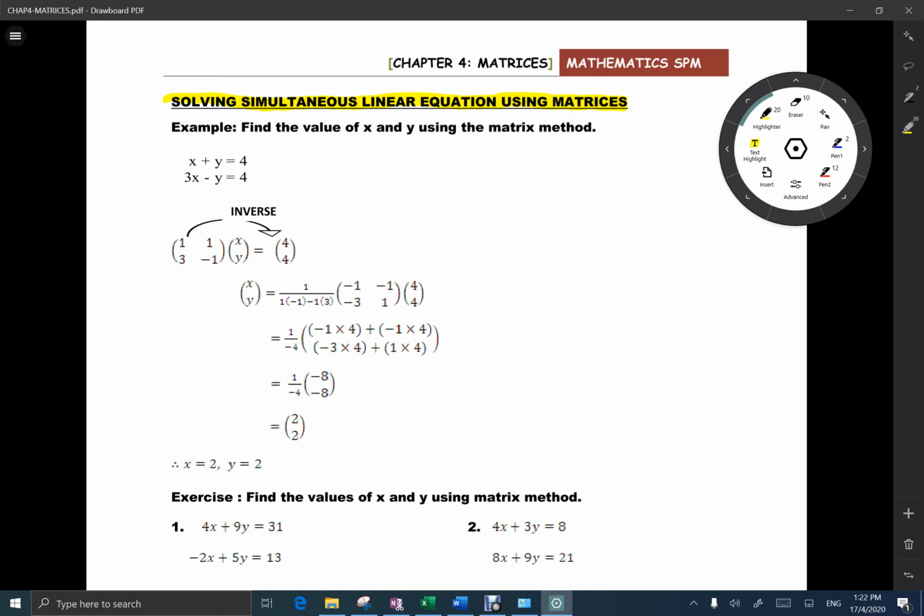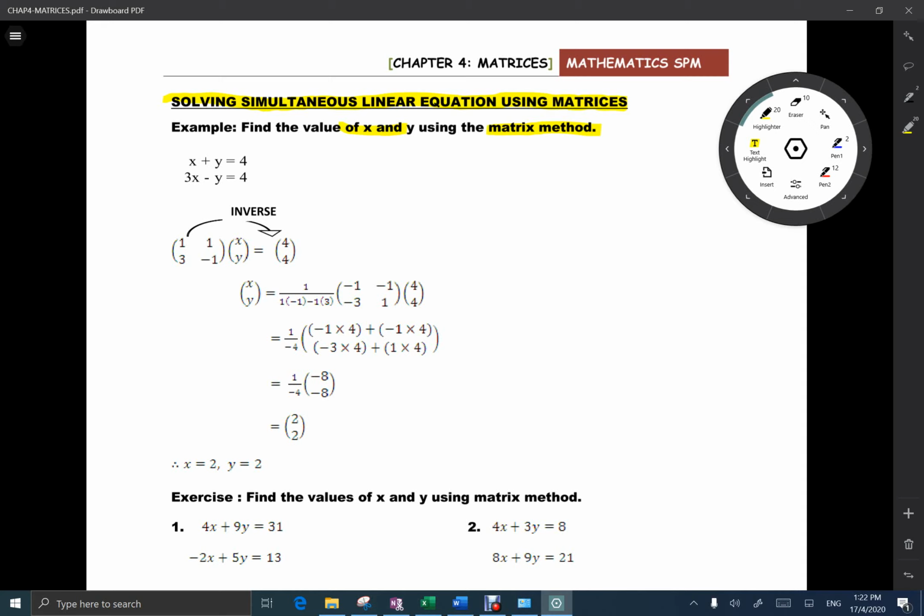Okay, now example. Find the value of x and y using the matrix method. If they ask you to use matrix method, you need to use the matrix method. If you use the substitution or elimination, even though your answer is correct, you still cannot get any marks because they ask you to find by using matrix method. Okay, so how? Now this is a question. x plus y equals 4. 3x minus y equals 4.